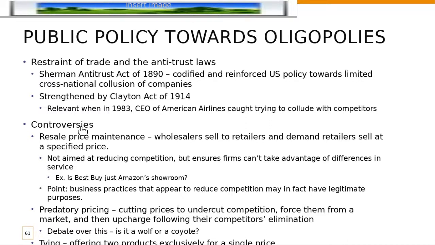Finally, tying. This is offering 2 products exclusively for a single price. And actually, this is not really an anti-competitive example. This is simply a version of bundling by which companies are able to sell products they might not otherwise have sold and ensure availability and access to other products. This is typically the case with movie theaters, where movie theaters often take a very high-valued film and tie it to a lesser one.